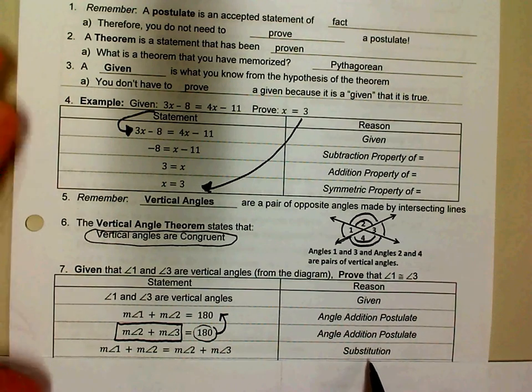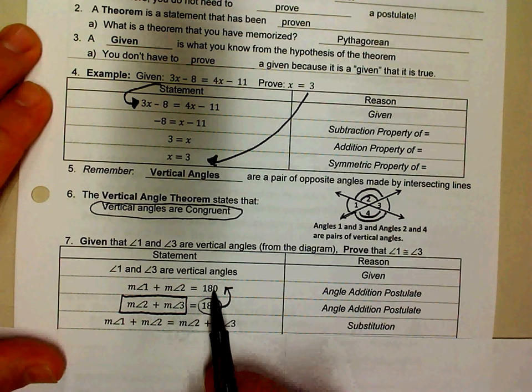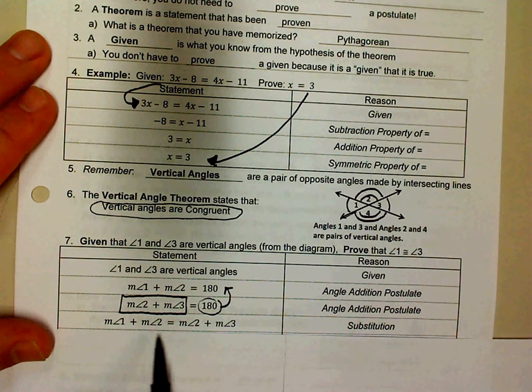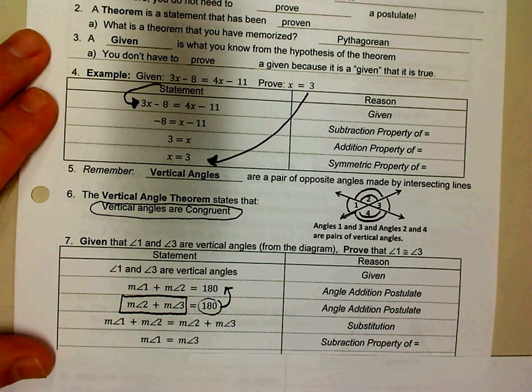We take out that 180 and substitute what it equals, which gives us this equation: the measure of angle 1 plus the measure of angle 2 equals the measure of angle 2 plus the measure of angle 3. From here, we're going to subtract whatever that measure of angle 2 is from both sides. They both have to be the same, so when we subtract them, we're left with the measure of angle 1 equals the measure of angle 3. That was the subtraction property. Properties. Should have a T in there, sorry about that.